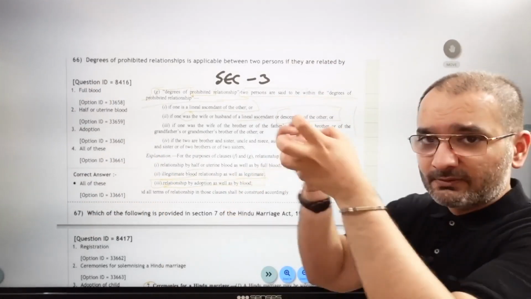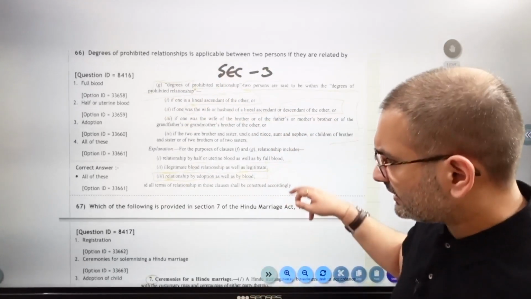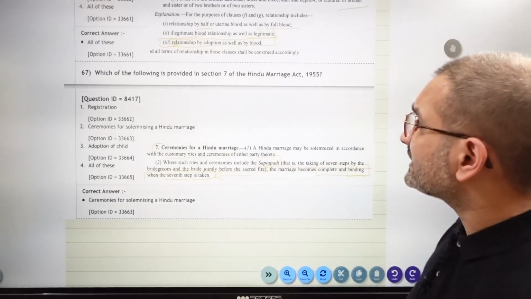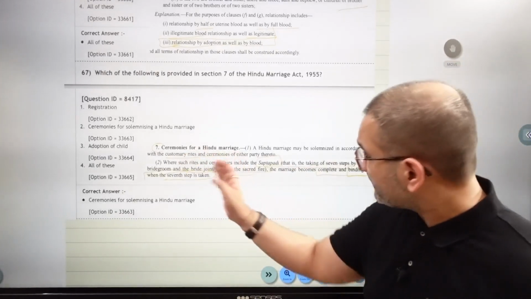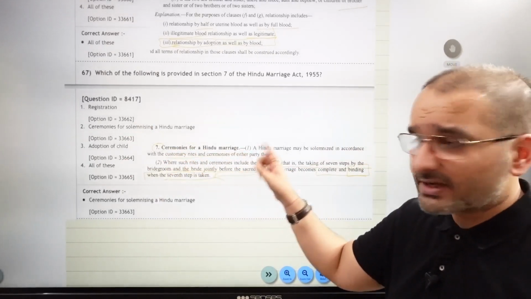We take a section, we break it apart, and make a question out of it. It's as simple as that, right? Which of the following is provided in section 7 of the Hindu Marriage Act? So that's Saptapadi, right? So ceremonies for solemnizing a Hindu marriage, ceremonies for Hindu marriage.